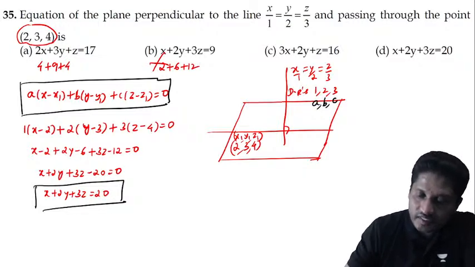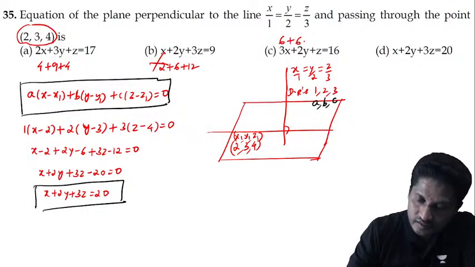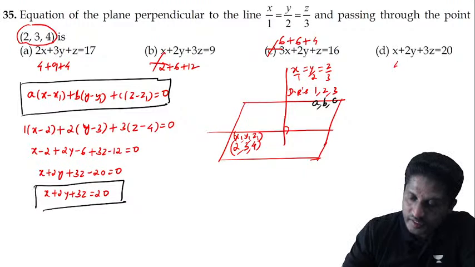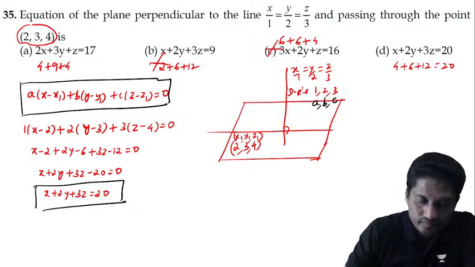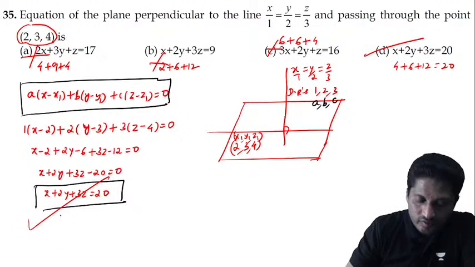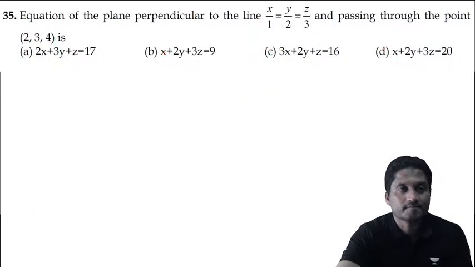This doesn't satisfy. And then this will be equal to 6 plus 6 plus 4. Okay, even this doesn't satisfy. But if I substitute here, you get 4 plus 6 plus 12, which is equal to 20. Okay, this will satisfy because two options are the same. You check only the answer. If you do the normal method, only D will satisfy. Let's move to the next question.